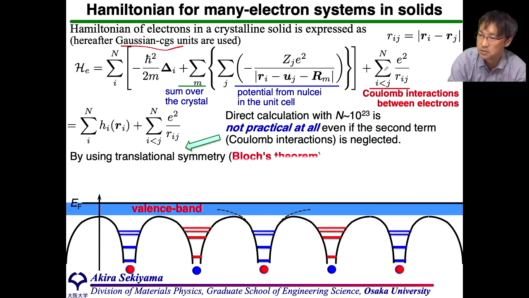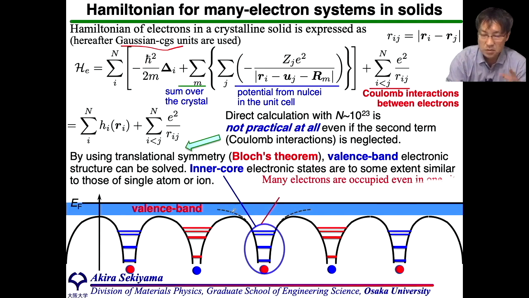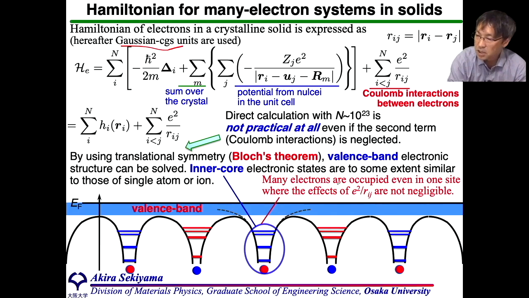In the case of solid-state spectroscopy as well as condensed matter physics, we use translational symmetry of the crystalline solid. Then the valence band electronic structure can be solved. Inner core electronic states are to some extent similar to those of single atom or ion. But even in the single site, there are many electrons, of the order of Z, large Z. Large Z means the atomic number.